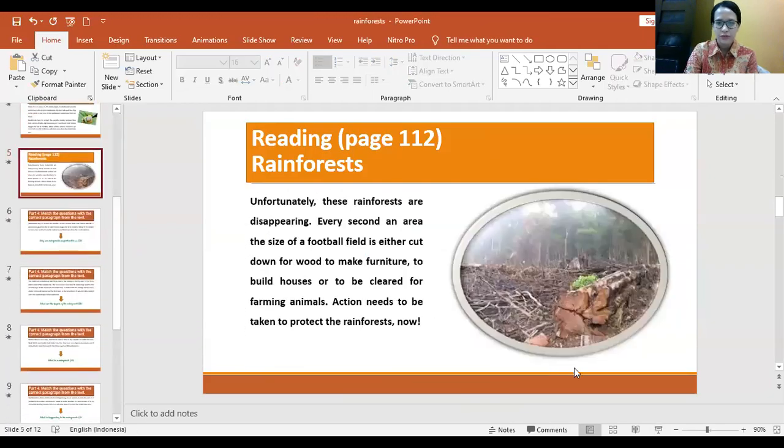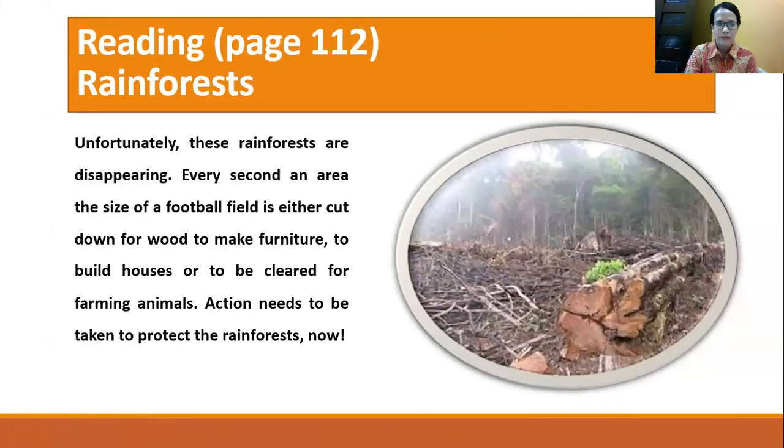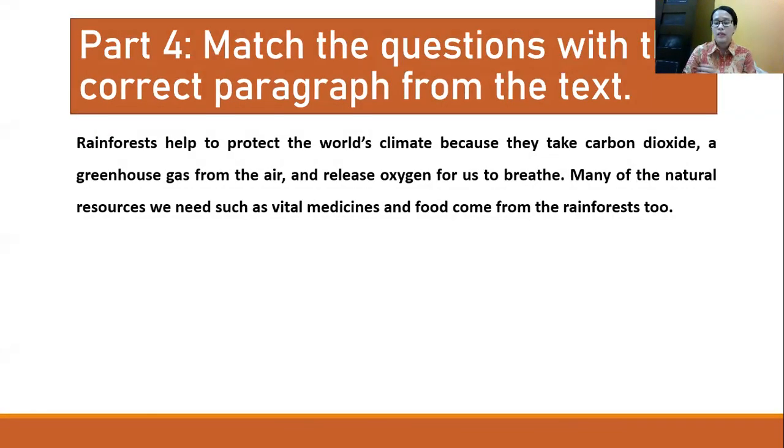Okay, now let's move to the questions in your learner's book in part 4. In part 4, you only match the questions with the correct paragraph from the text. Okay, you have 5 paragraphs. It means you will also have 5 clues or options and choose the correct one. Now, this is the paragraph, and we will try to answer it.